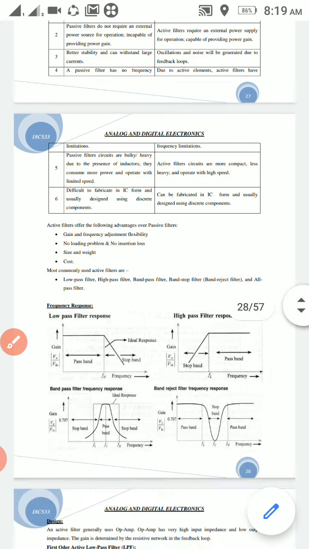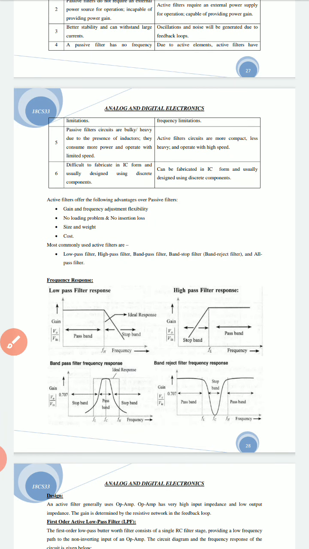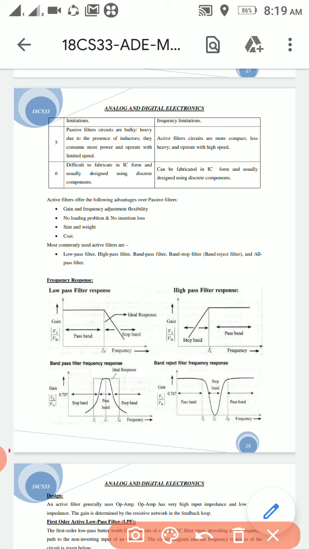Coming to the frequency response graphs. First, the low pass filter: a graph of frequency versus gain is plotted, with frequency along the x-axis and gain along the y-axis. The frequency less than FH is the pass band, and the frequency greater than FH is the stop band in the ideal response. This is how the low pass filter graph looks.